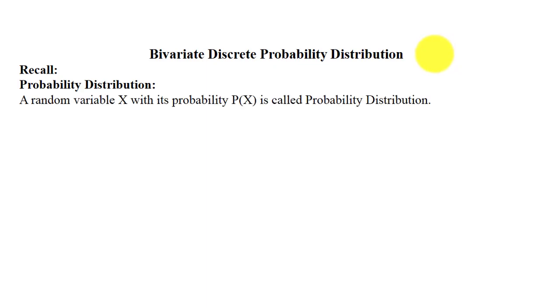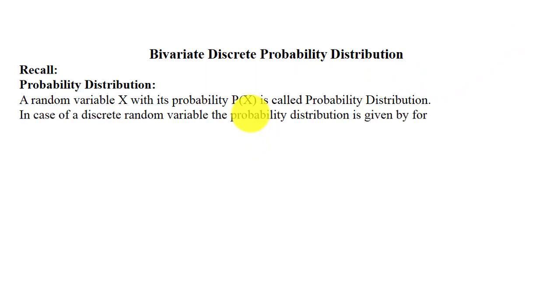Let x be a single random variable with its probability p of x. Then it is called a probability distribution. Simply, x with p of x is called a probability distribution.